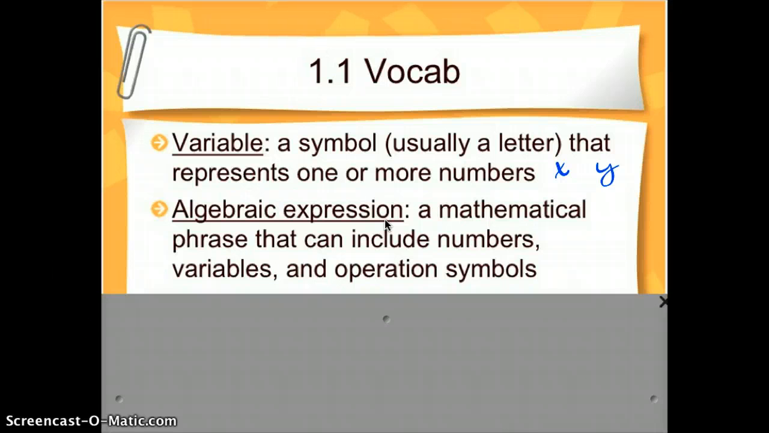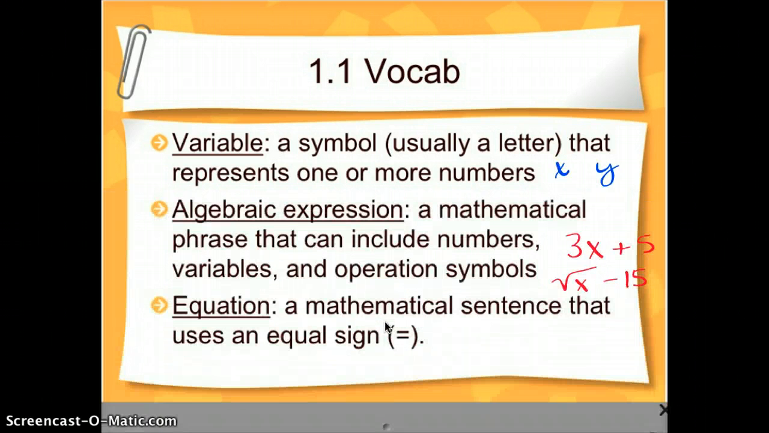The second thing we'll be dealing with today is an algebraic expression. Now, an algebraic expression, that's a mathematical phrase that can include numbers, variables, and operation symbols. An operation symbol just being like plus, minus, square root, something like that. So some typical algebraic expressions might be something like 3x plus 5, or maybe the square root of x minus 15.